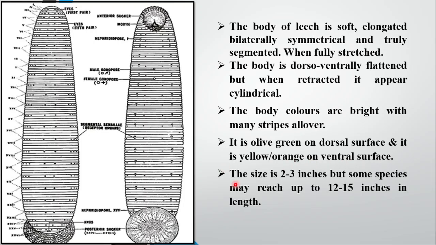Okay. The size is 2 to 3 inches. The total size of this leech or this animal is 2 to 3 inches. But some species may reach up to 12 to 15 inches in length. This is the range given here, that some leeches are 2 to 3 inches and some species may be found that are 12 to 15 inches in length.